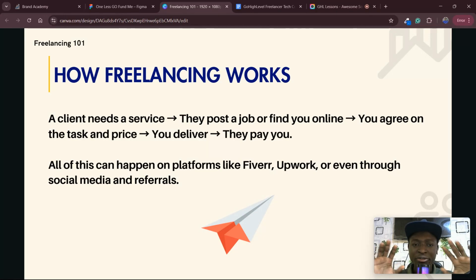Now, understand, freelancing is not the same as scamming people or stealing someone else's money. No, right? In this case, you are providing a service up front. Okay, you are recognized for what you do. You provide a service and they pay you. That's freelancing. It's not scamming anyone. Do you understand? So it can be through Fiverr or Upwork, and it can even be through social media or referrals. Someone can refer you to somebody else that needs your service, right?